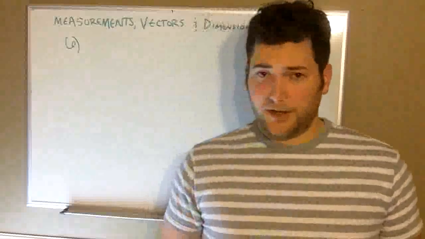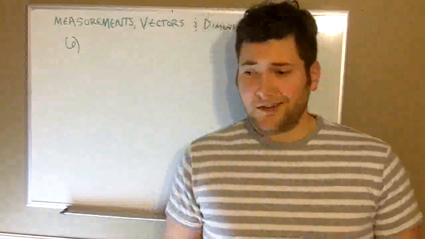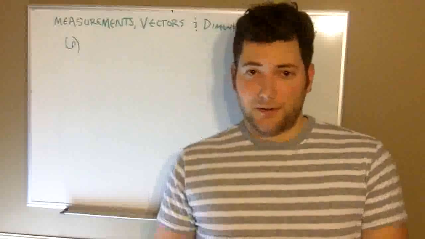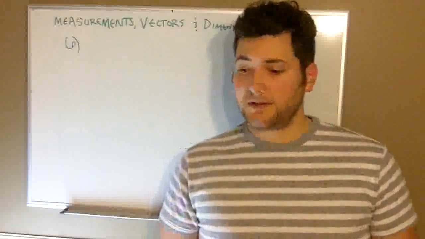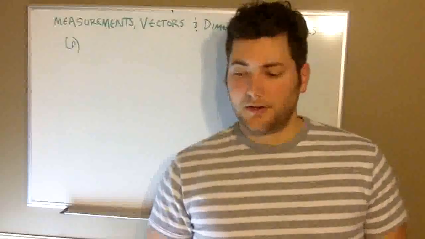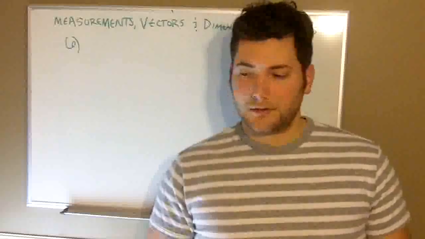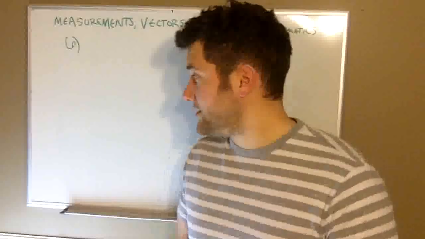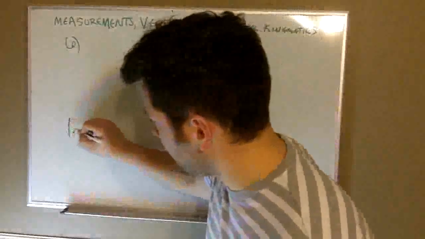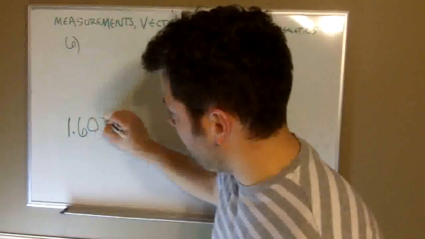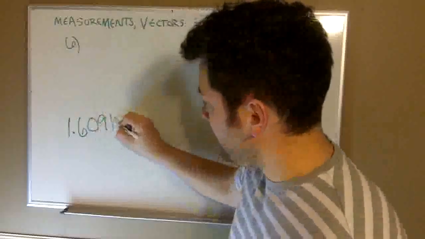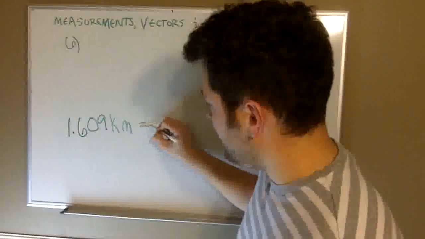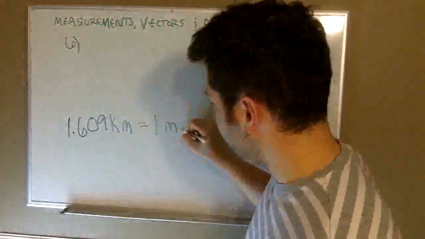First we need to know a conversion. So we're going to need to know how many kilometers are in a mile. So, hey drunk dude, how many kilometers are in a mile? It's 1.609 kilometers in a mile. Woo! Okay, he's right. So 1.609 kilometers is equal to 1 mile.